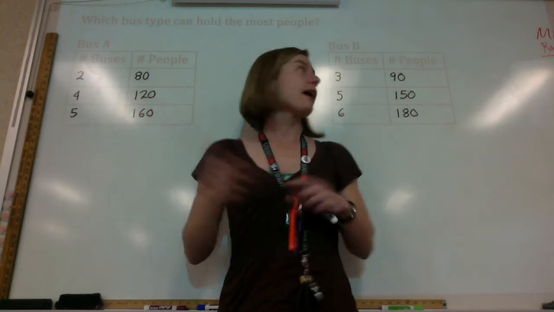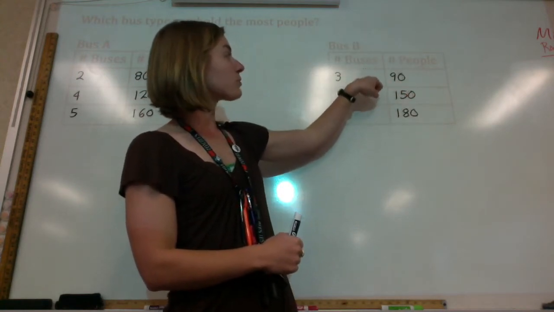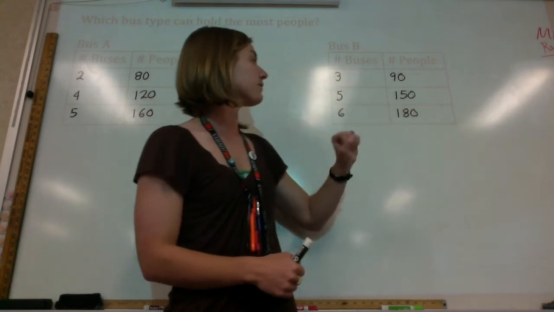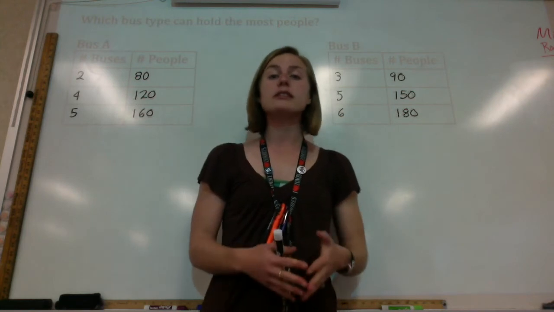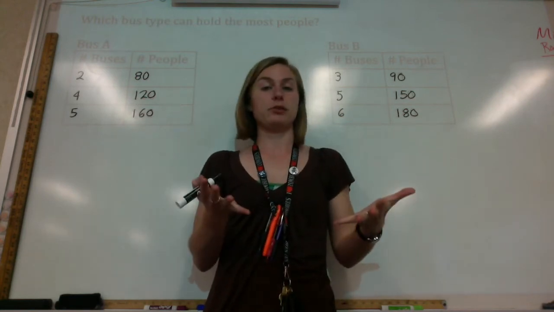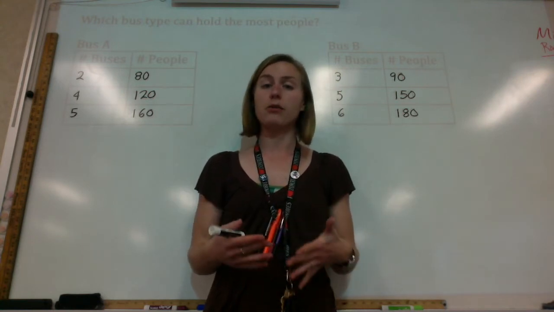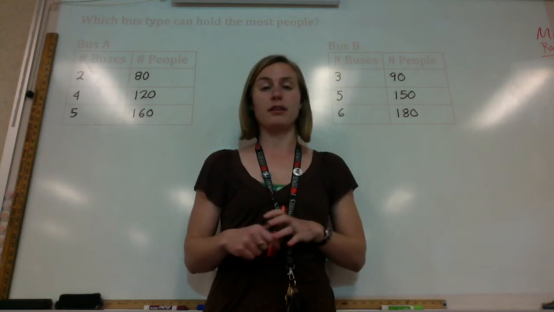Then we're going to compare that to the function of bus B. So for bus B, 3 of those buses can hold 90 people, 5 of those buses can hold 150, and 6 buses can hold 180. So we just need to see how much one of each can hold and then compare them to each other. I'm actually not going to work through this one. I want you to try it on your own. And if you have questions, you can come ask me in class, or you can comment in the comment section.